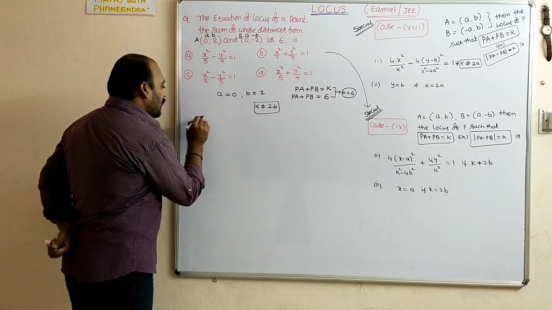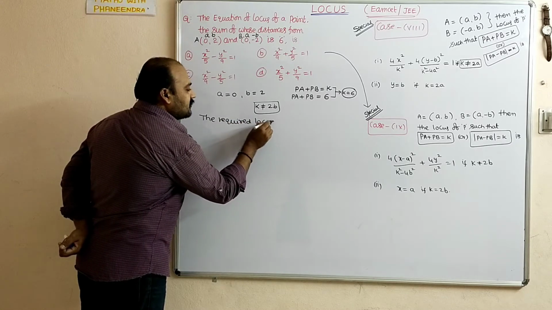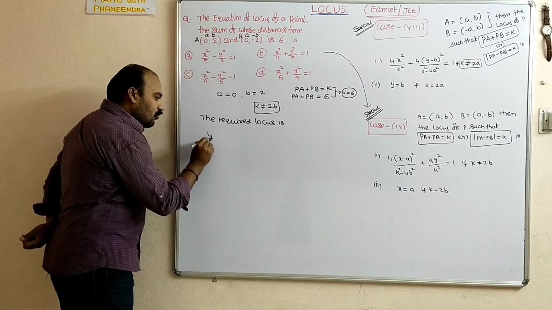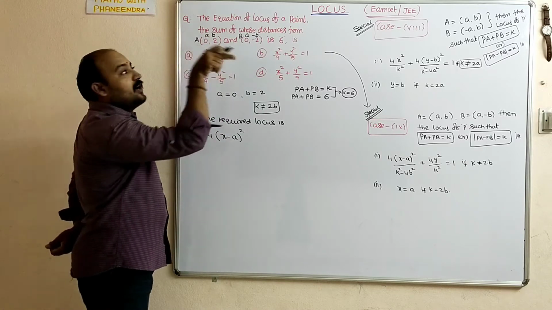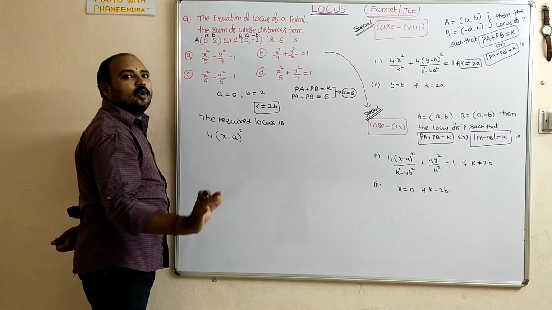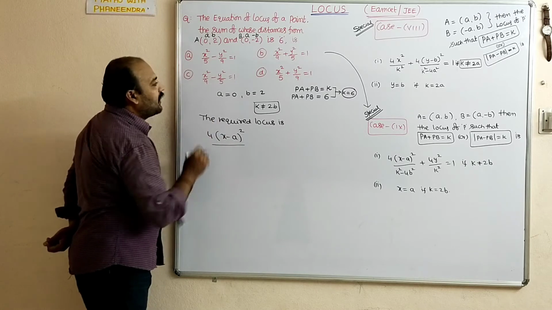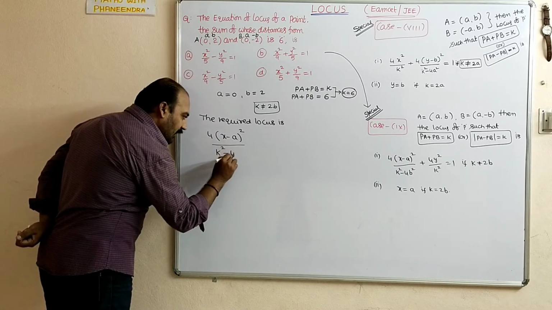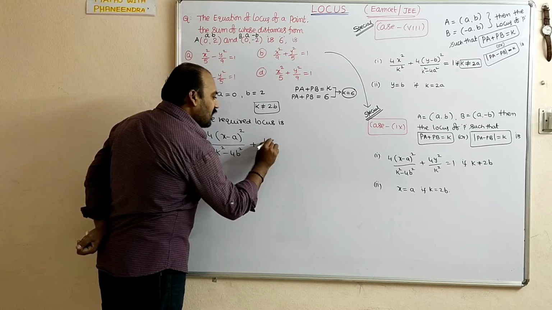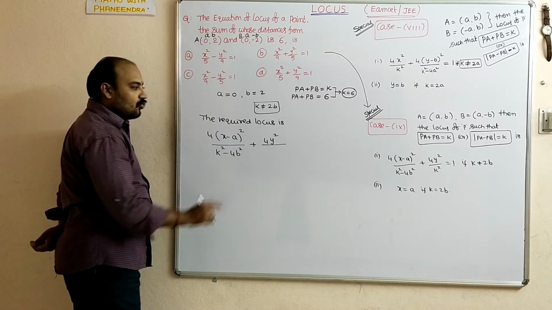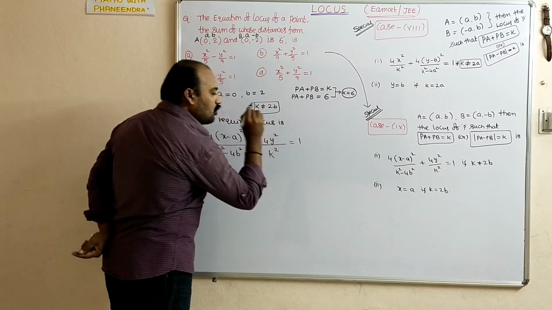So the required locus becomes 4 into (x minus a) whole square divided by K square minus 4B square, that means (2B) whole square, plus 4y square divided by K square, which is equal to 1. The x coordinates are equal and the y coordinates have opposite sign. This is the required locus, and it should follow the condition that K is not equal to 2B.